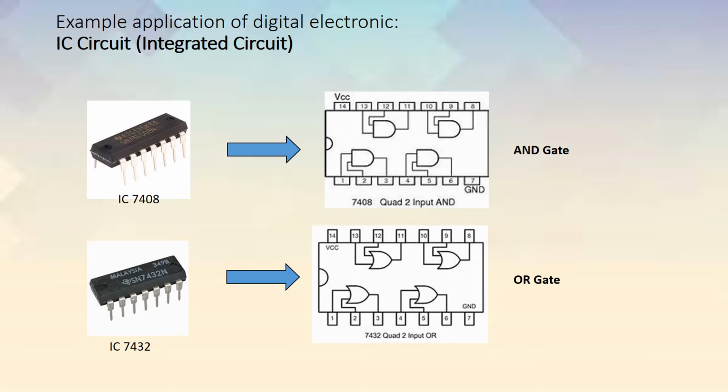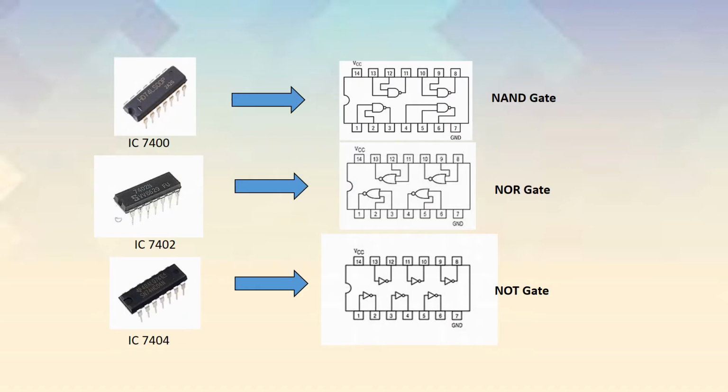This is an example application of digital electronic, such as an IC circuit, or what we call an integrated circuit. Look at the first picture. The circuit is called an AND gate, and next is the OR gate, and the third one is the NAND gate, and fourth is the NOR gate, and lastly is the NOT gate. That is an example for this chapter. Can we know and learn?